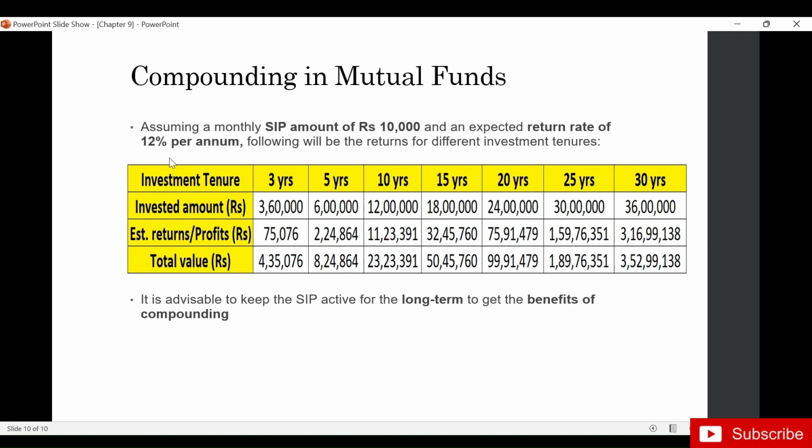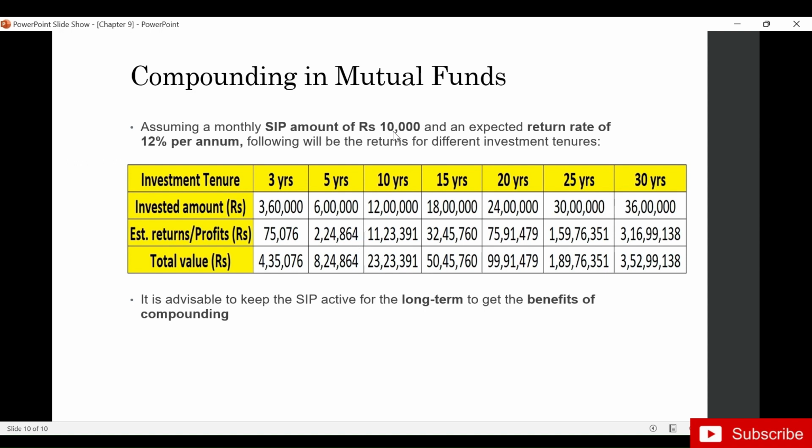So considering if the investment tenure was 3 years, in this case the invested amount would have been 3,60,000, and the profits would have been approximately 75,000. If the investment tenure was 5 years, the invested amount would have been 6 lakh, and the profits would have been approximately 2 lakh 24,000.